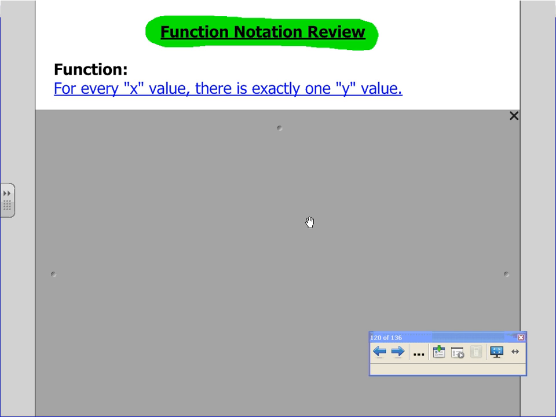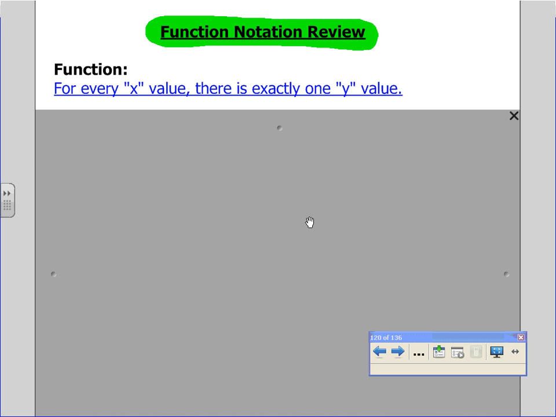And hopefully you remember these are the problems that we would write in a table and look to make sure that if any of the x values repeated, if they went to a different y value, it was not a function. If any of the x values repeated and they went to the same y value, it was a function.